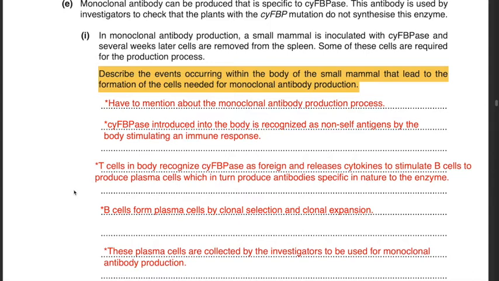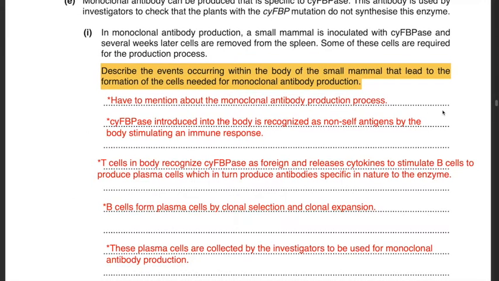Describe the events occurring within the body of the small mammal that lead to the formation of the cells needed for monoclonal antibody production. In this question, you have to mention about the monoclonal antibody production process. So once the enzyme, which is Cy-FBPase, is introduced into the body, it is recognized as a non-self antigen by the body, hence stimulating an immune response.